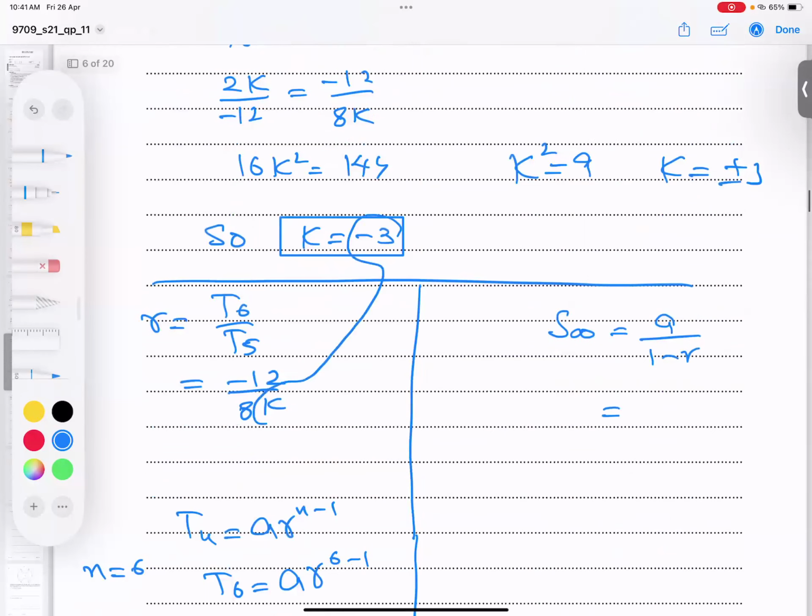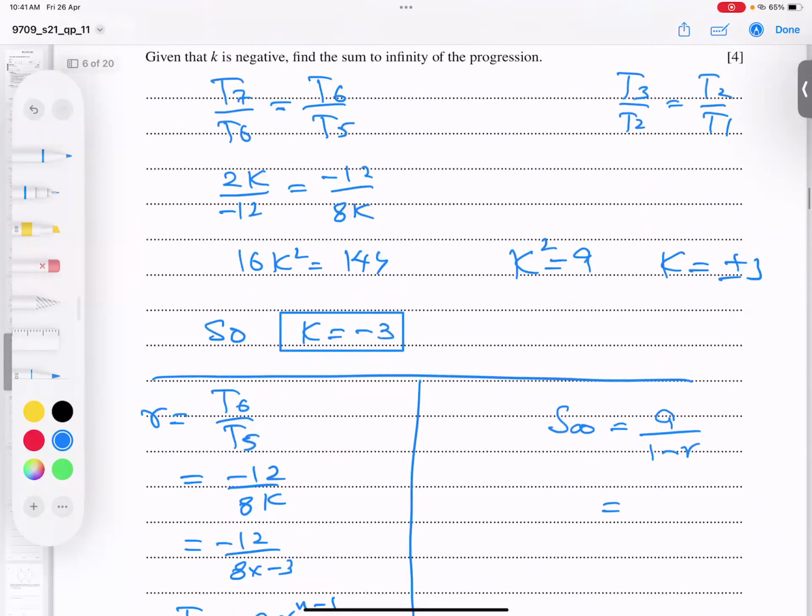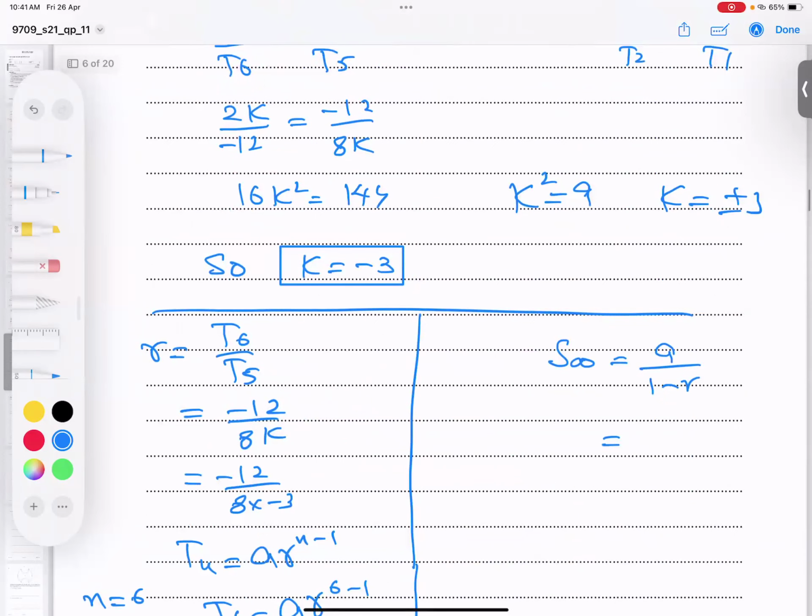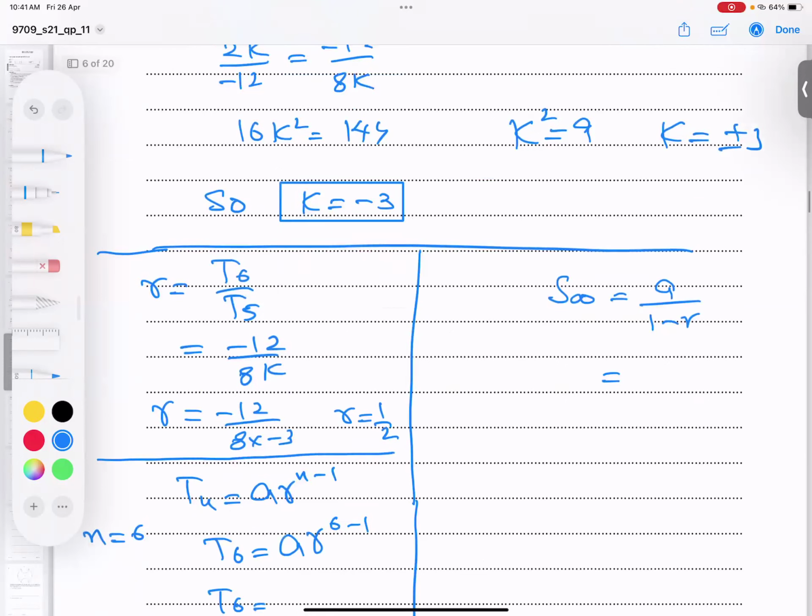T6 is negative 12 and T5 is 8K. And the K value is coming here. If I plug in negative 12 by 8 times negative 3. Wait, let me check. Yeah, correct. So if I type this in the calculator, students, 3 4s are 12 and I get a half. Common ratio is coming half. Negative, negative cancel out, a half. This part is done. Now, students, I can work easily.